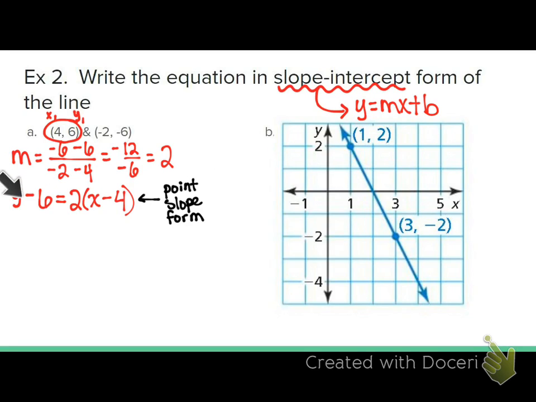So in order for y to be alone, what would I want to do technically? Add 6. But can I do that when I've got parentheses over here? Not really. So what do you think I need to do first? Somebody said it. Dominic, what do you think? Distribute. Good. We need to distribute what number? The 2. So first we'll distribute the 2. What will that give me? 2x minus 8. Very good.